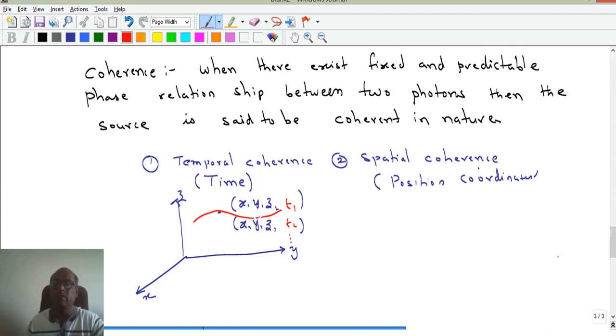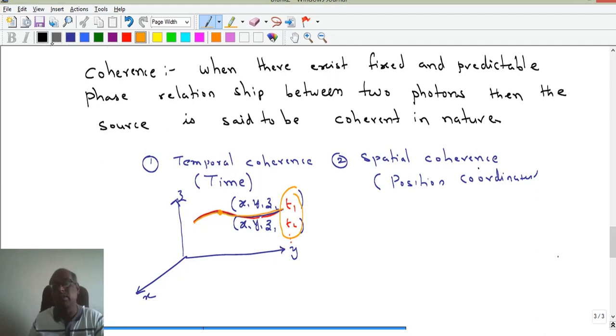A crest. And after 5 seconds, again a crest is passing through this point. At 10 seconds, again a crest is passing through this point. That means with respect to time, we always get a crest at this point. That's why we call this kind of coherence temporal coherence. Coherence with respect to time.